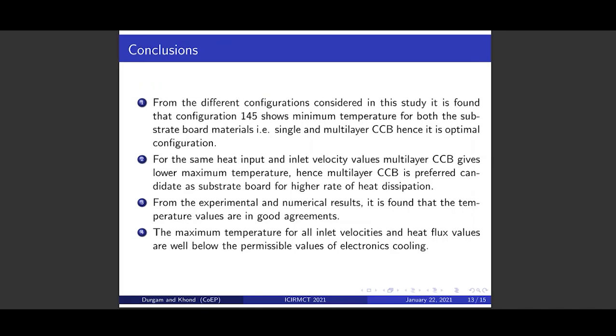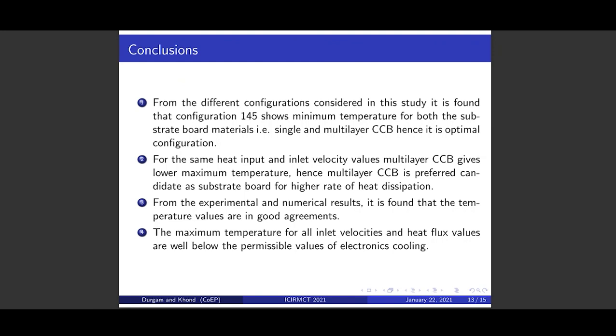Now the conclusions. From the different configurations considered in the study, it is found that configuration 145 shows minimum temperature for both the substrate board materials, that is single and multi-layer copper clad board, hence it is the optimal configuration. For the same heat input and inlet velocity values, multi-layer copper clad board gives lower maximum temperature, hence multi-layer copper clad board is the preferred candidate as a substrate board for higher rate of heat dissipation.